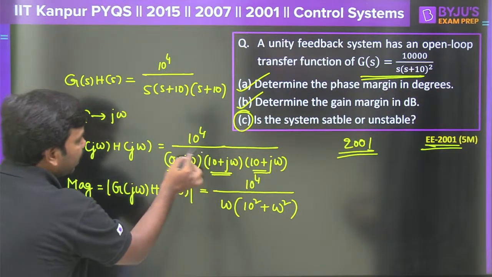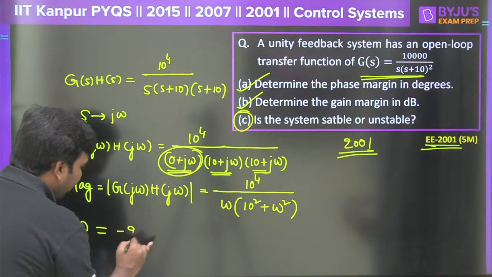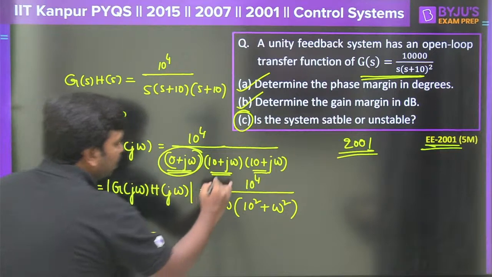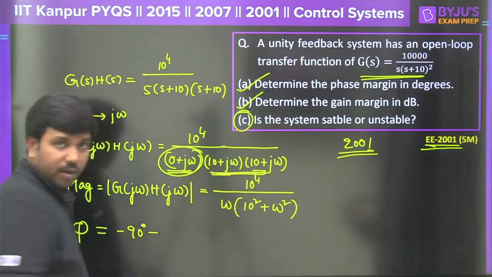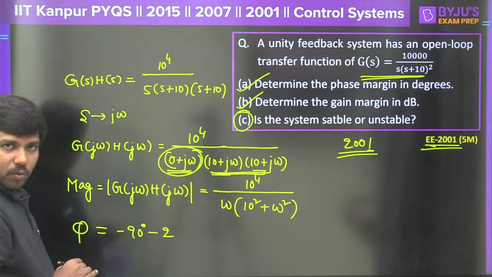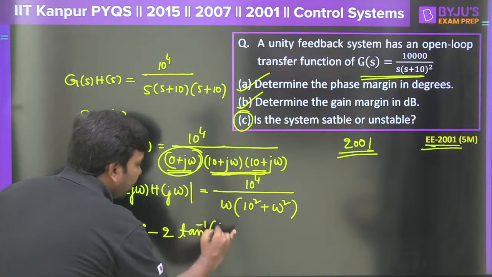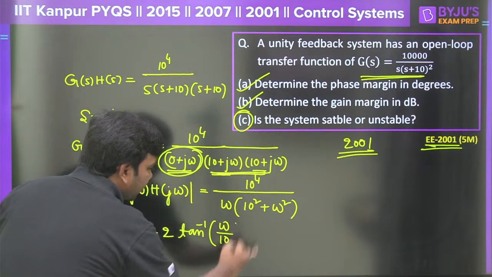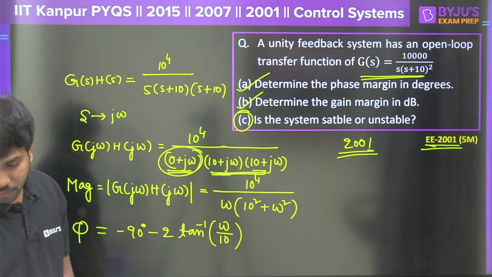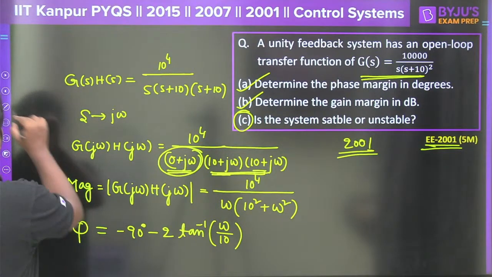So the phase is, there is one complex number here in the denominator, 0 plus j omega, that is minus 90 degrees, and minus two complex numbers are there in the denominator of the same complex numbers. When it comes to the numerator, it will become minus 2 tan inverse of imaginary part omega, real part 10. Clear? This is considered as the phase, and this is considered as the magnitude.